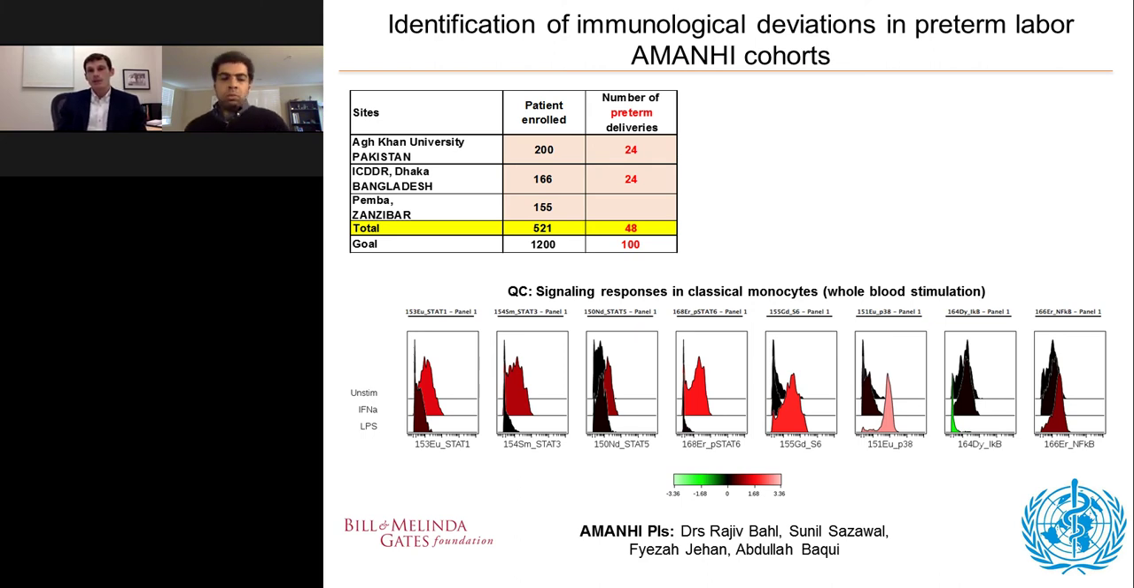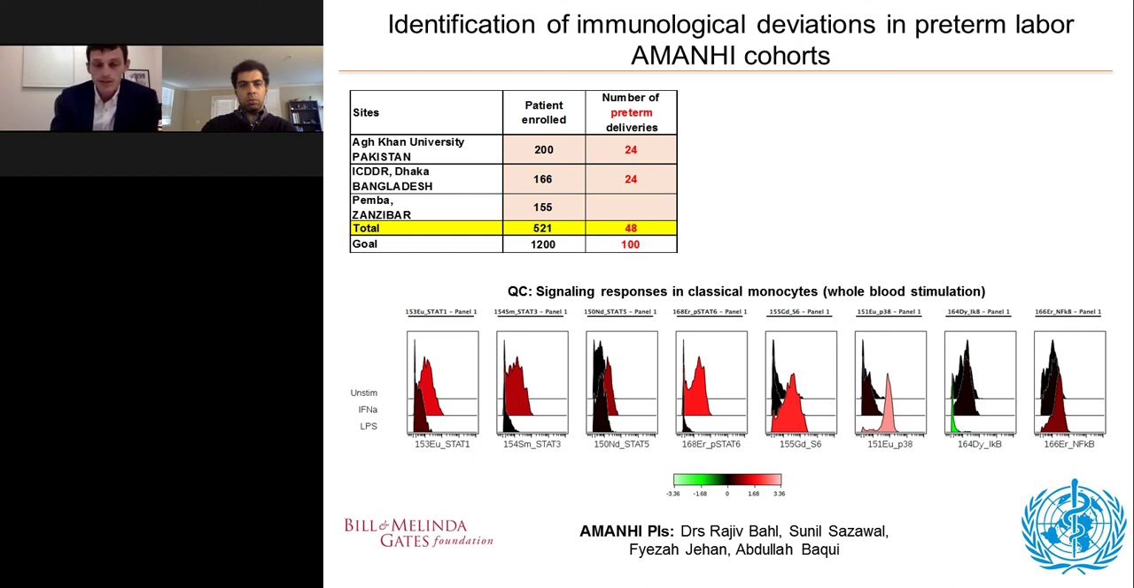But finishing up on the idea of using a similar approach to understand the immunological abnormalities that may be associated or perhaps driving preterm labor, we were fortunate to be implicated in a large collaboration with the Amani Group. And this is a project that is funded by the Bill and Melinda Gates Foundation. The Amani Group is a large consortium of various sites in Bangladesh, Pakistan, and Tanzania. And they have an incredible capacity to recruit women during pregnancy and collect quality samples for various omics analyses.